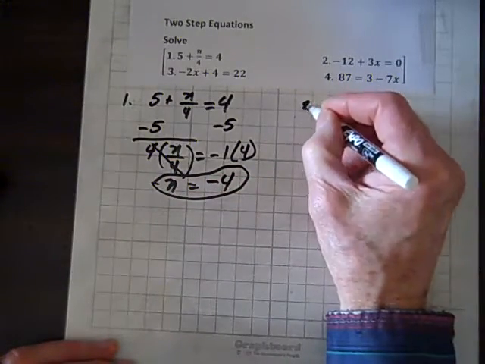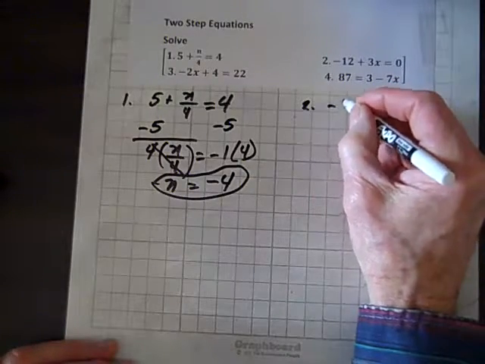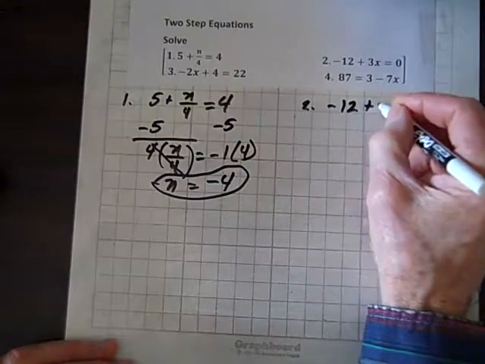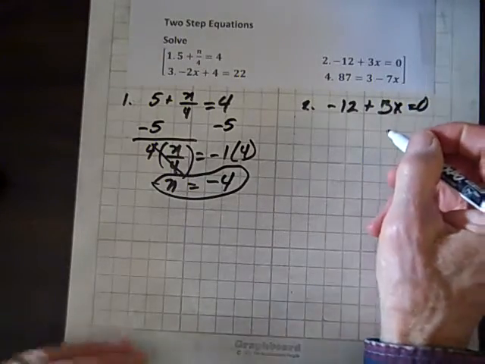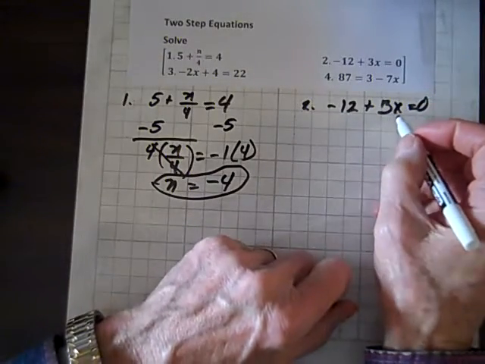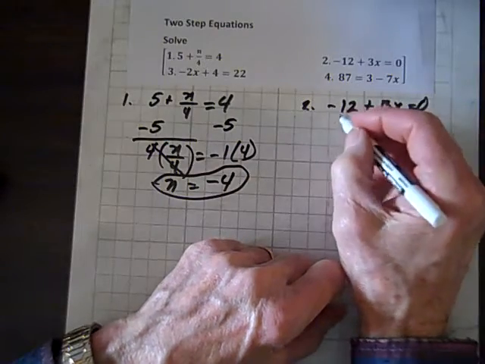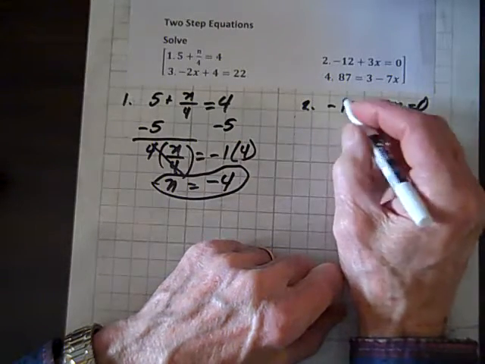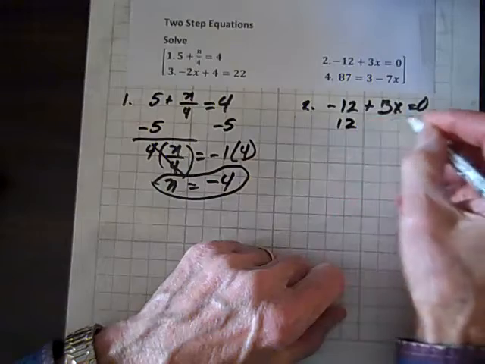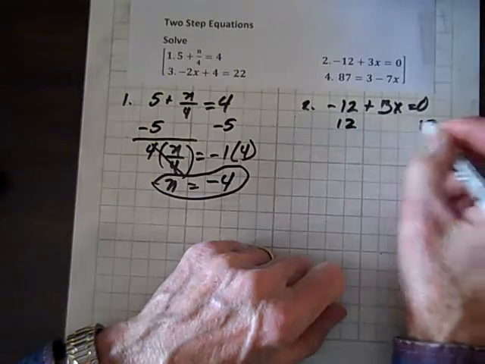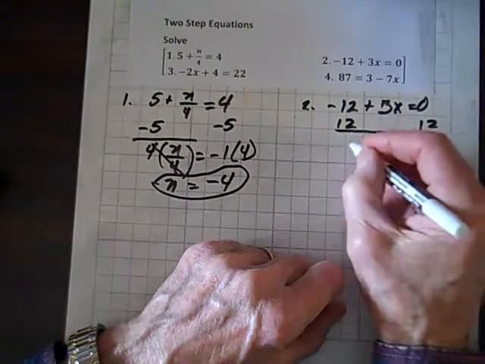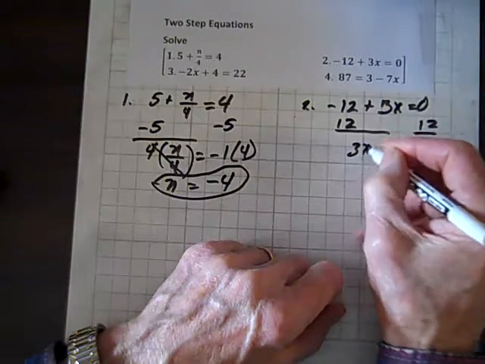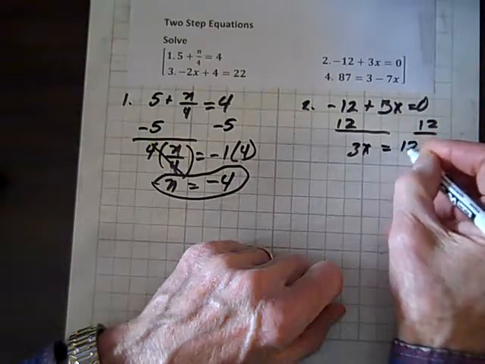Now number 2, negative 12 plus 3x equals 0. So we need to isolate the term with the variable in it, so we've got to get rid of this negative 12 here, so we'll add 12 to both sides. And when we're done, the 12's add out and we get 3x equals 12.